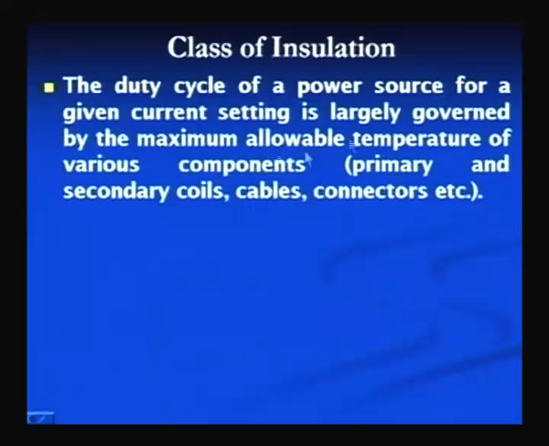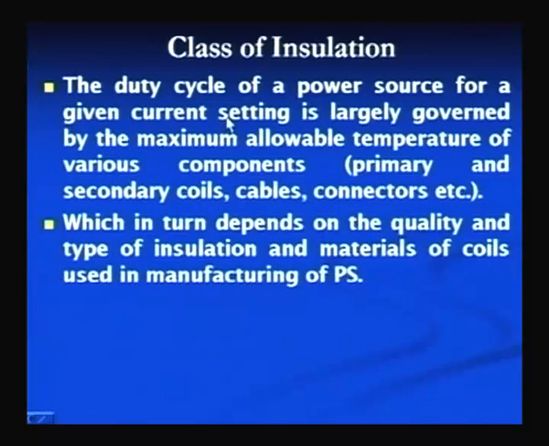The duty cycle of the power source for a given current setting is determined by the maximum allowable temperature of the various components, such as the primary and secondary coils, cables and connectors. The higher the temperature these can withstand, the greater the duty cycle which will be possible. The ability to withstand a higher temperature depends on the quality and type of insulation material used for making the coils and cables of the power source.